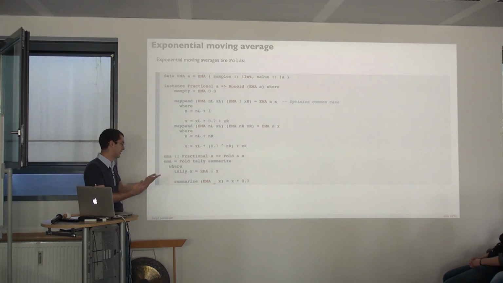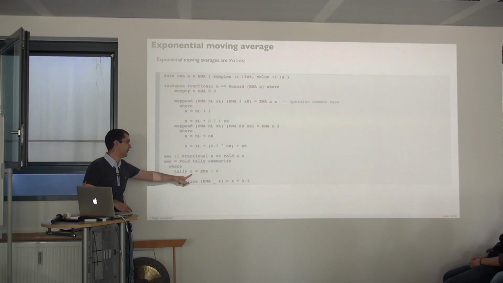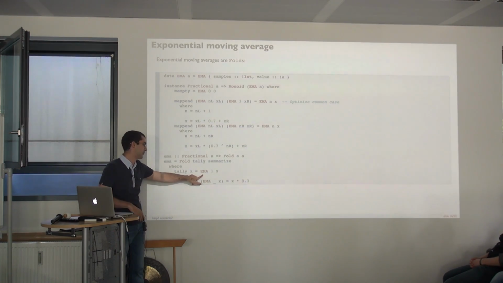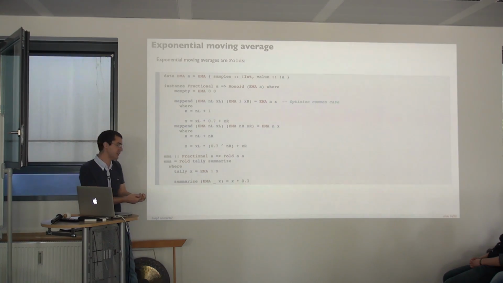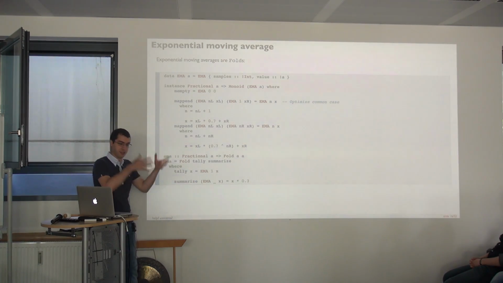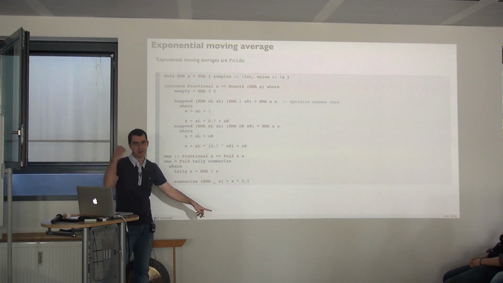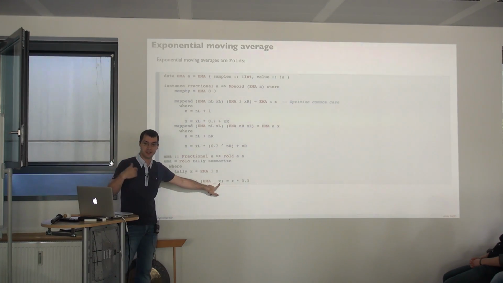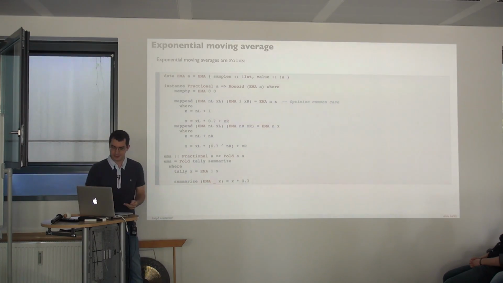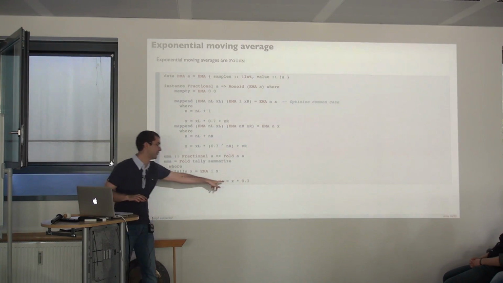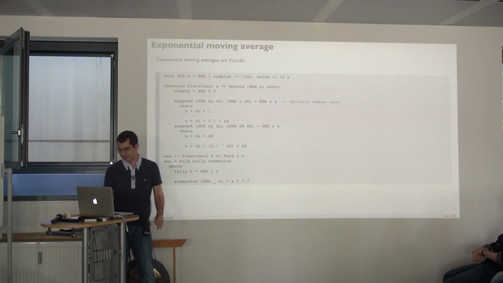And then if we want to fold the list, we just take each input element and transform it into an exponential moving average data type with 1 sample, where that element is the current estimate of its average. And then after we're done reducing the list using the monoid instance, we just unpack the data type, throw away the number of samples, and use the value as the current average, multiplied by 0.3 because you need that to get the correct formula.